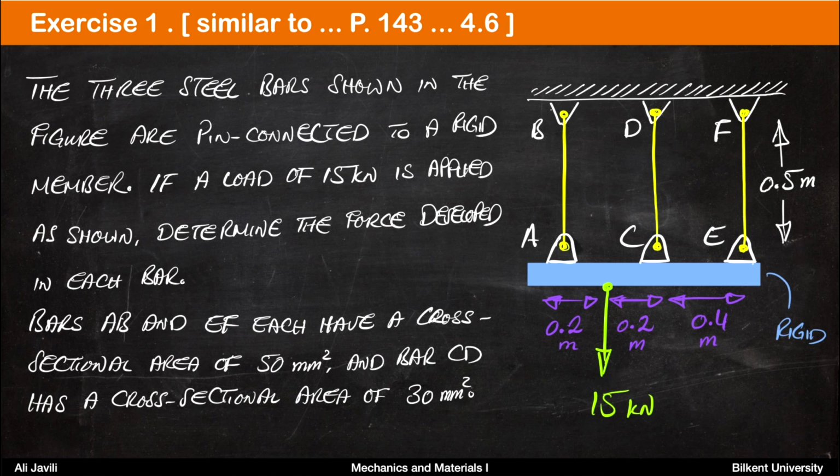And also the cross-sectional area of the bars are given. So bars AB and EF each have a cross-sectional area of 50 millimeters squared. So AB and EF, they have identical cross-sectional area, and that is 50 millimeters squared, and bar CD has a cross-sectional area of 30 millimeters squared.